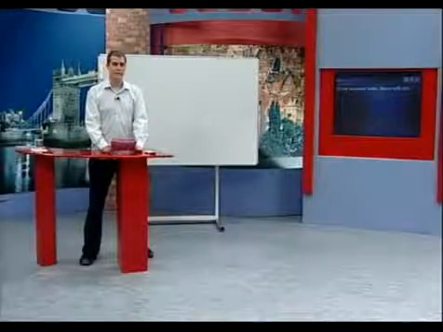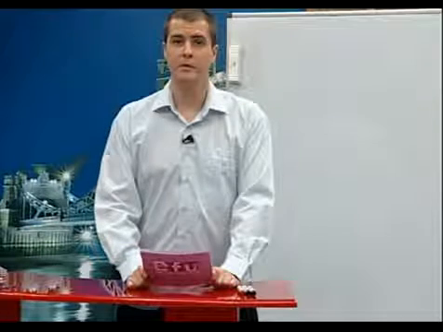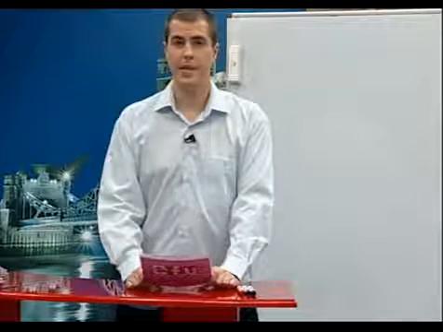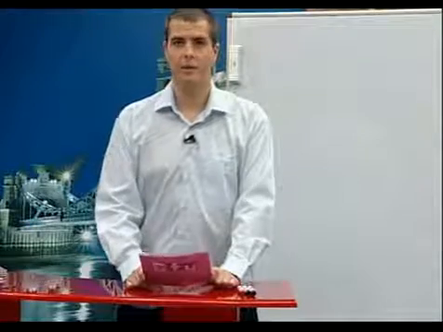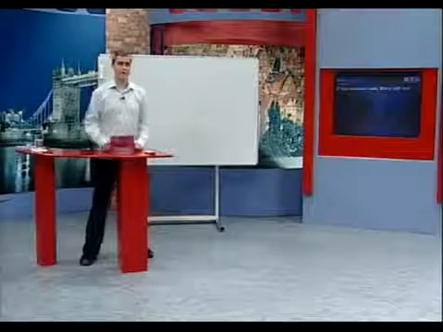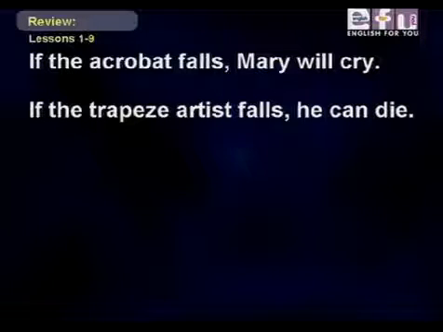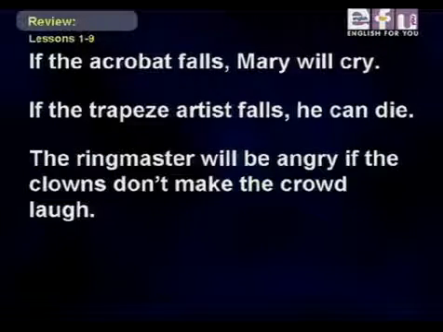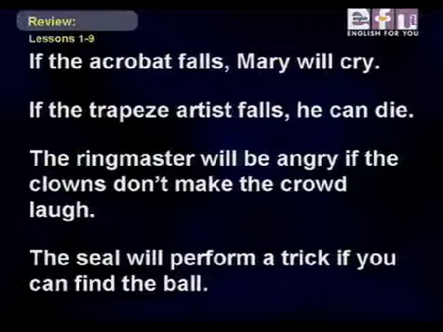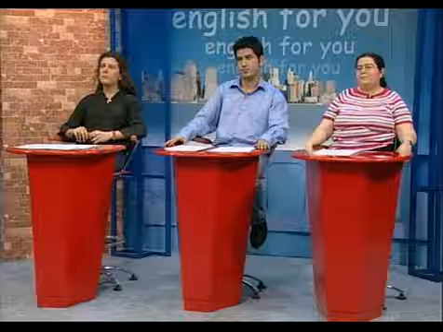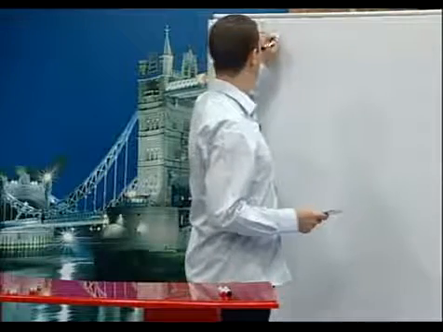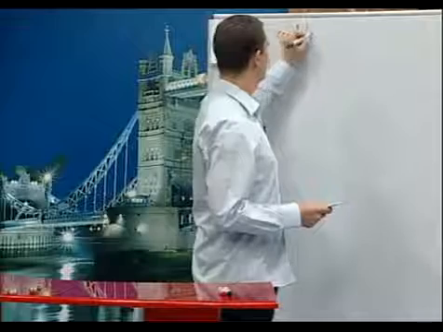And now it's time to review conditional sentences. There are three types of conditional sentences, and each one has an if clause and a main clause. Let's look at the first conditional. If the acrobat falls, Mary will cry. If the trapeze artist falls, he can die. The ringmaster will be angry if the clowns don't make the crowd laugh. The seal will perform a trick if you can find the ball. The first conditional is used for situations that are true in the present or the future.